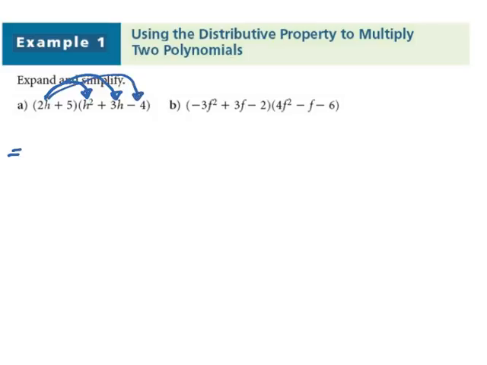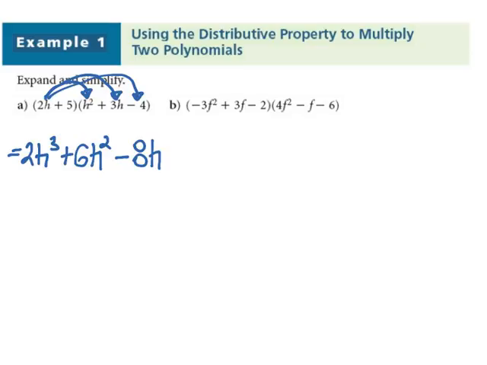This means 2h times h squared is 2h cubed, plus 2 times 3 is 6, and h times h is h squared. Then 2h times negative 4 is negative 8h.